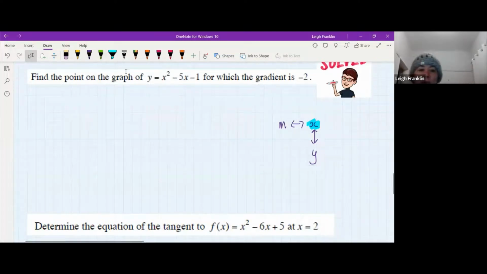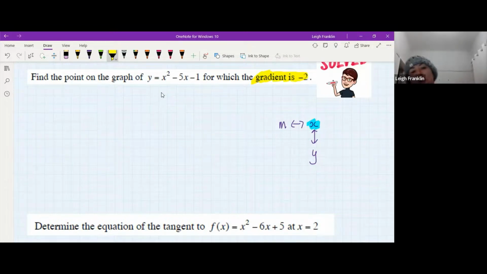So if they give you a question where they're giving you the gradient, like they are with this one, okay, they're telling us that the gradient is -2. You first have to work out the X coordinate and then the Y coordinate. Okay, so X is the one in the middle. If they give you M, you've got to work out X first, and from X, you can then go and get Y. All right, so that's what this question is asking for. When it says find the point, they are implying calculate the X and the Y at the point where the gradient is equal to -2.